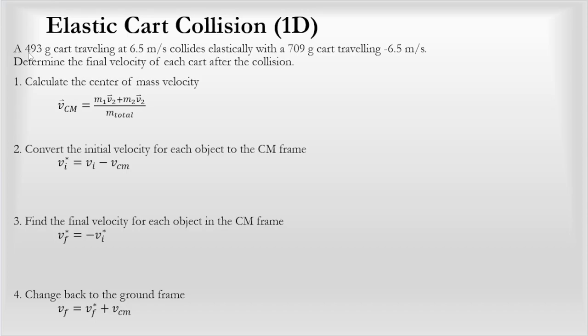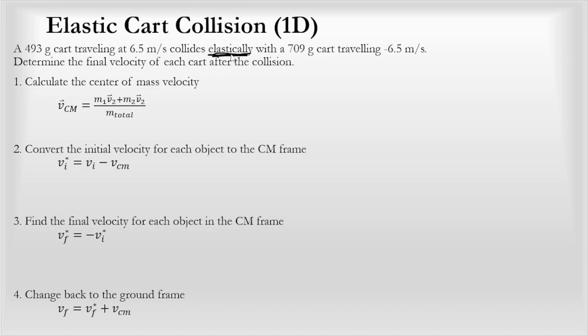It looks like a lab situation where we have two carts banging into one another. A 493 gram cart traveling at 6.5 meters per second collides elastically. So we're seeing that in there. We need to see this word elastic in order to use this strategy. It collides elastically with a 709 gram cart traveling at negative 6.5 meters per second. Determine the final velocity of each cart after the collision.